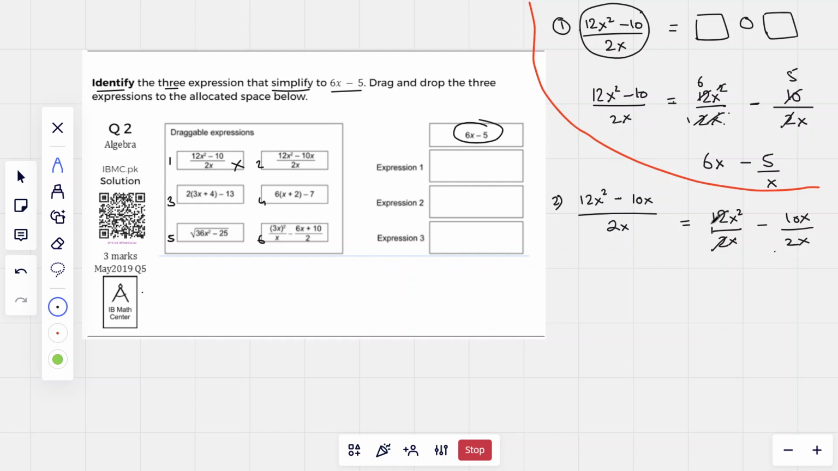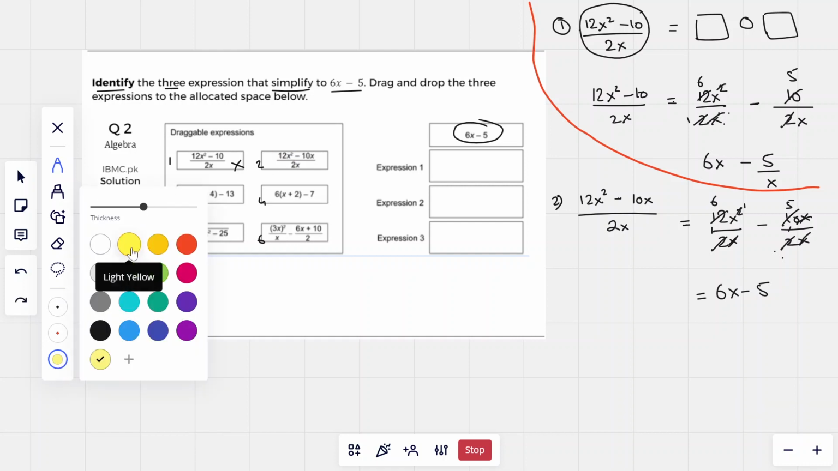2 ones are 2, 2 6s are 12. X to the power 1 will reduce the x to the power 2 to x to the power 1. We are left with 6x. 2 ones are 2, 2 5s are 10, and then the x and the x will cancel out. Yes, we've gotten the answer we were looking for, 6x minus 5. Right, so this is the first correct answer.